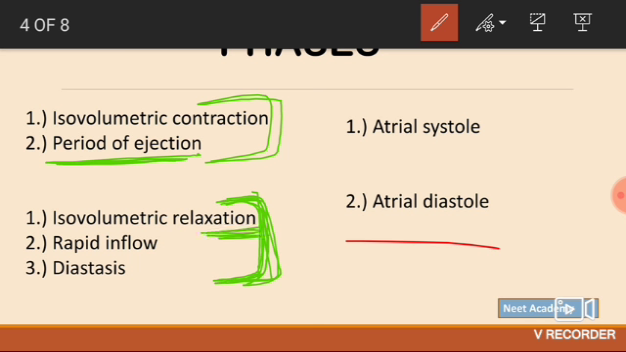This happens when the blood flows out of the ventricles and the pressure decreases inside the ventricles. This pressure keeps on decreasing, and finally it reaches a point when there is no more blood inside the ventricle, so the pressure is minimum. And at this time there is isovolumetric relaxation, because there is no change in the volume of blood inside the ventricles, but there is relaxation. So isovolumetric relaxation is the first thing happening. Then the second thing is rapid inflow. This rapid inflow is actually the blood flowing from the atria to the ventricles.